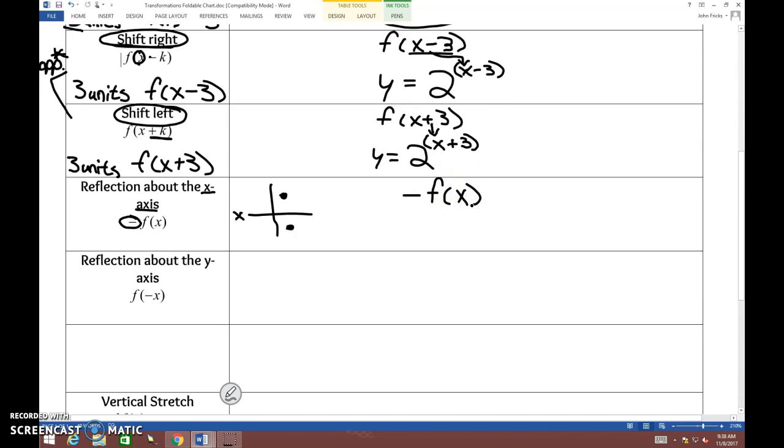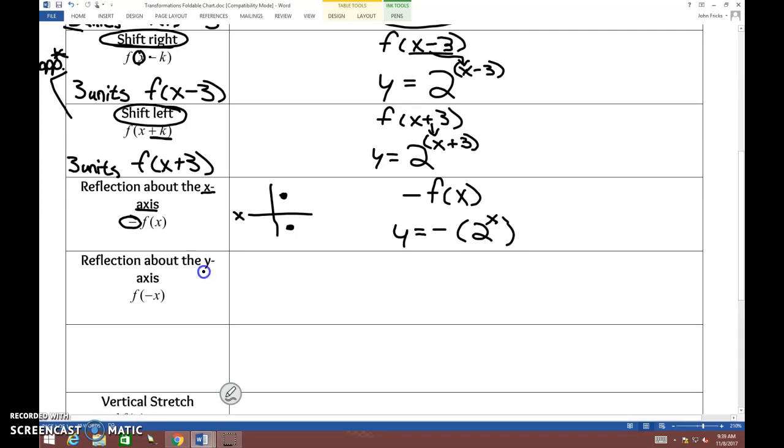So we've already said that with our basic function here, or our parent function, that we're dealing with just 2 to the x power. So we know f of x is equal to 2 to the x power. So let's just substitute that in. So we're going to have y equals negative, and then f of x is going to substitute in 2 to the x power. That would indicate here that I am reflecting about the x-axis. So when I have a negative in front, it's going to indicate that I'm reflecting across the x-axis.